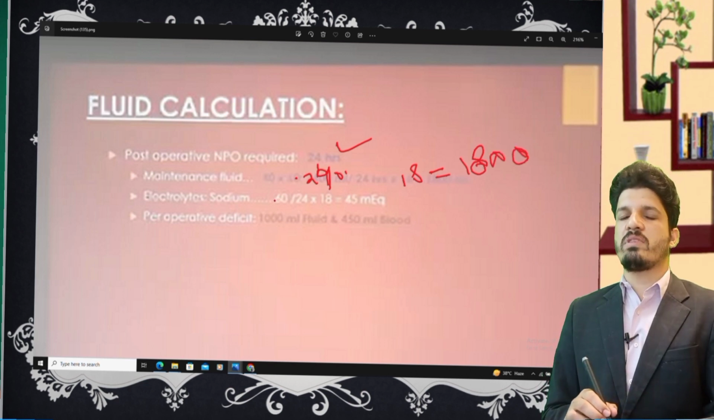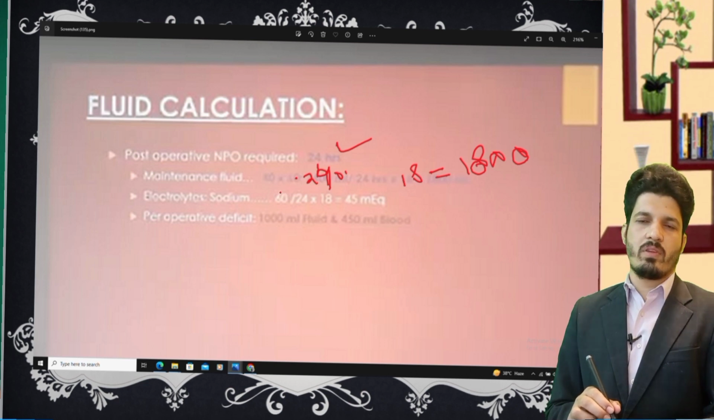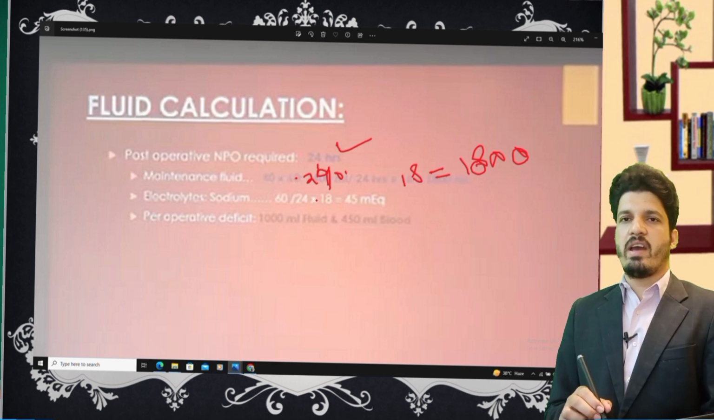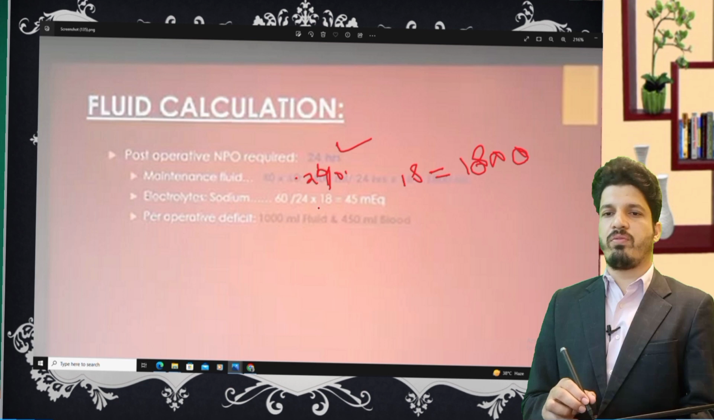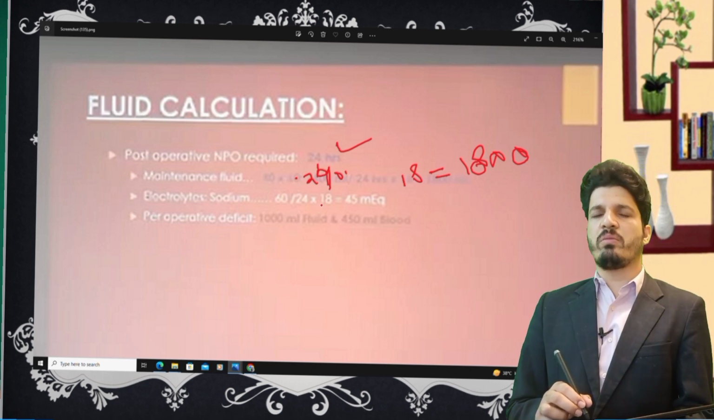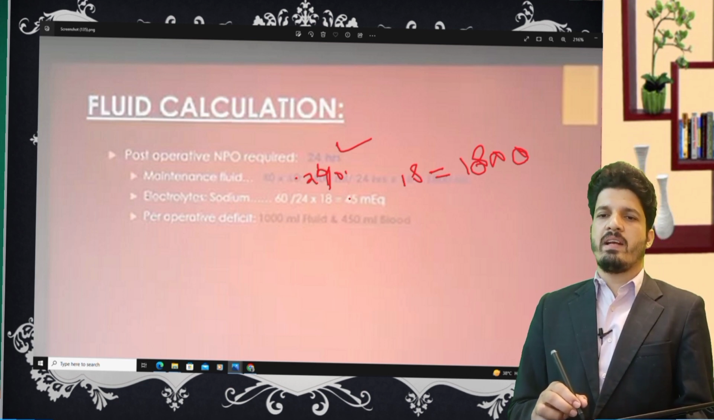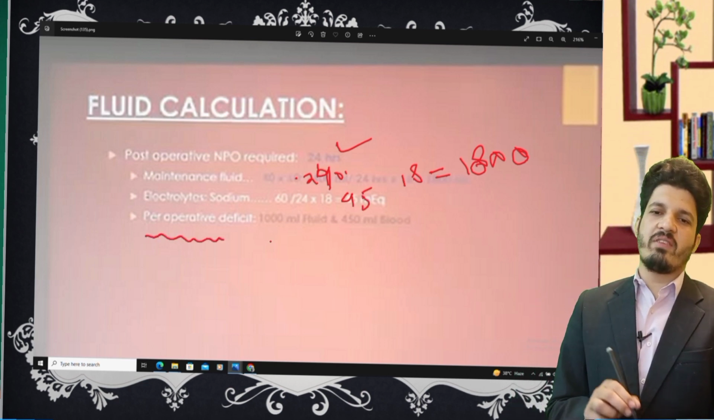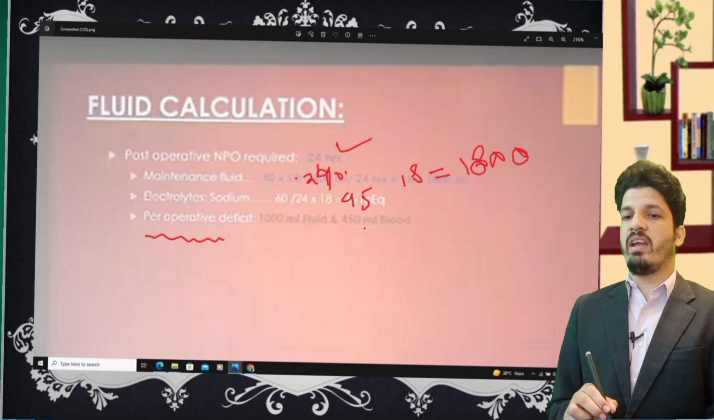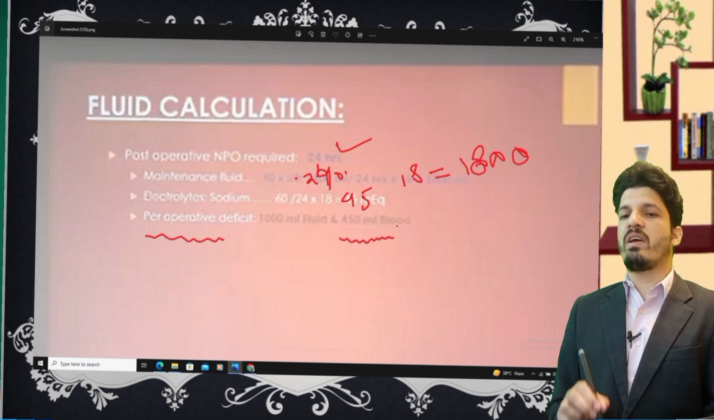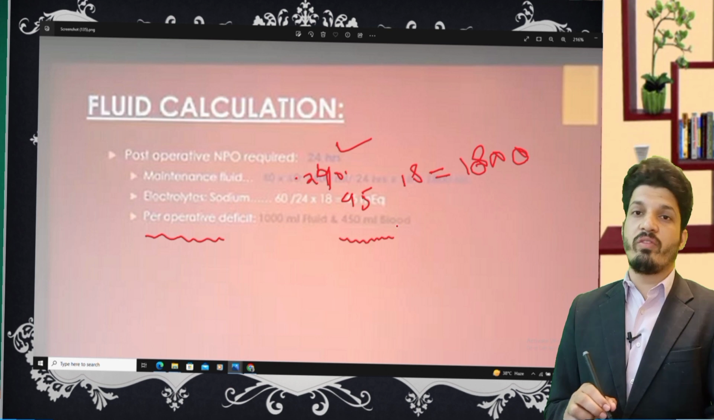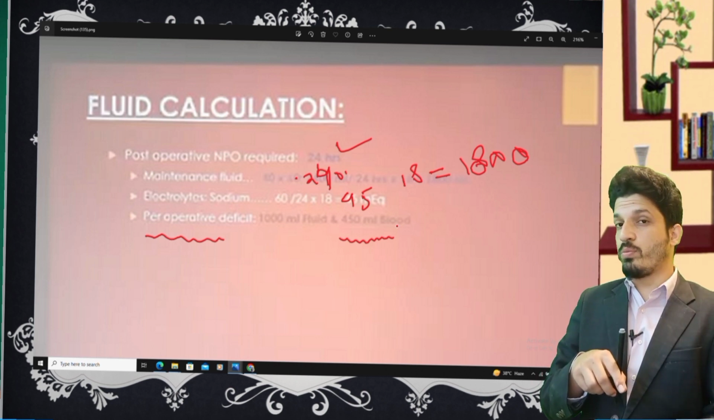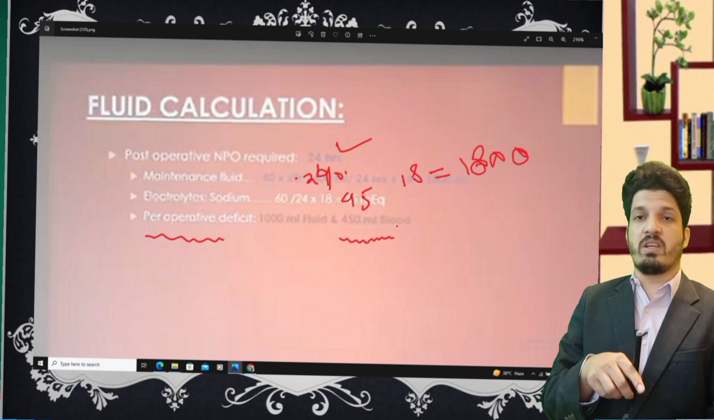And for electrolyte sodium, 60 divided by 24 for 1 hour, as we have to give it for 18 hours, we will multiply it with 18, and it will become 45 milliequivalent. And the per-operative deficit was 1000 ml and 450 ml of blood. So we will replace it in this post-operative period, which was the deficit in the per-operative period.